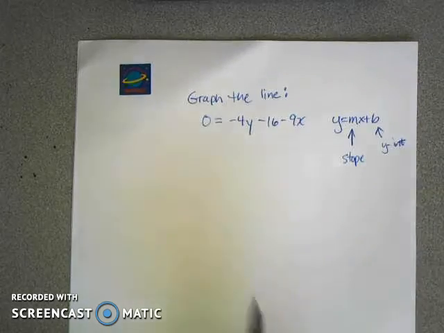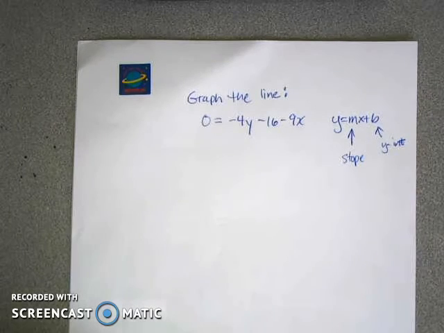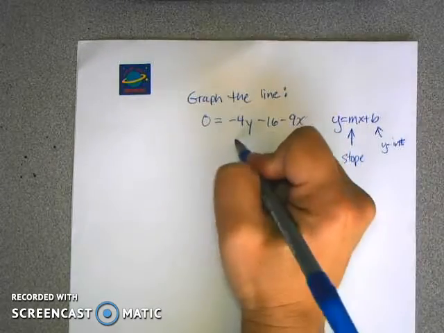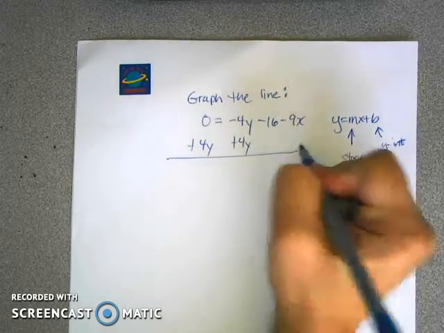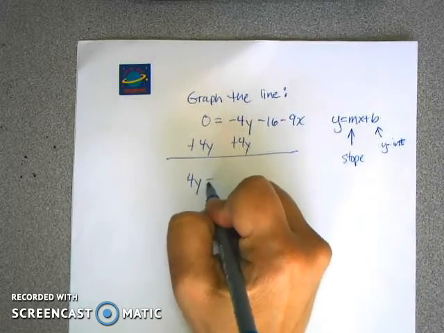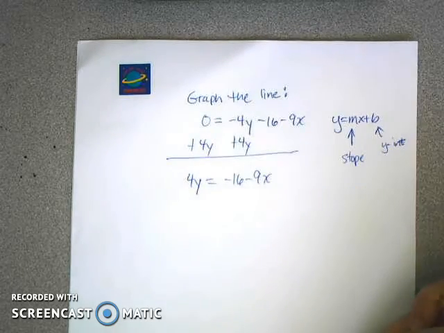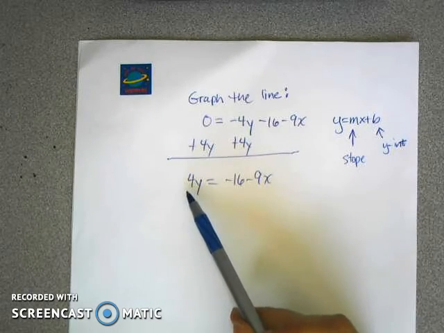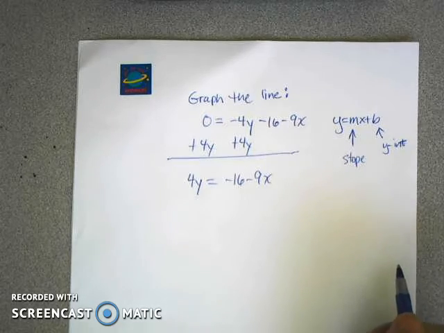So let's get started on getting the y isolated in this particular equation. The first thing I want to do is to get the y term onto the left side of the equal sign. The way to do that, of course, is to add 4y to both sides. I'm going to then have 4y is equal to negative 16 minus 9x. And now I can see that I am almost ready to have it in the correct form. I just want to divide by 4 on both sides.